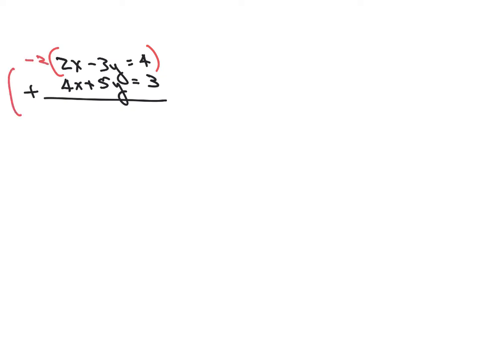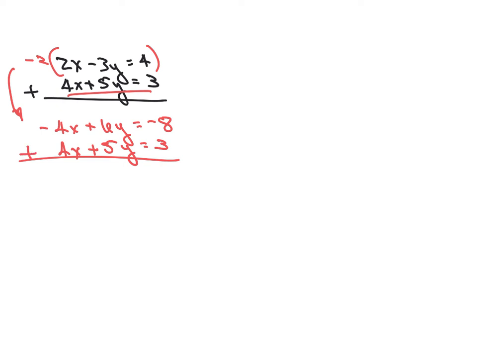And I'm going to do this down below here. Negative 4x plus 6y equals negative 8. And this is going to stay the same. I don't have to multiply it by anything.